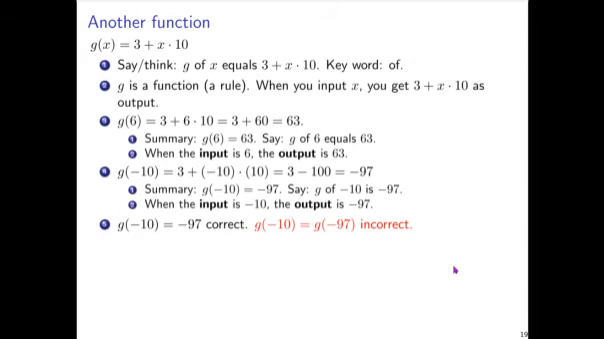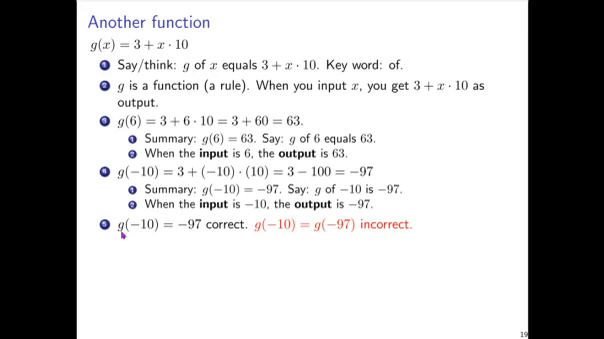Writing g of negative 10 equals negative 97 is correct. Writing g of negative 10 equals g of negative 97 is incorrect. What's the key difference? Take a look at what's in red versus what's in black. The difference here, notice where my mouse is pointing and where I'm circling, there's this extra g. That g is no longer there. So what's this first g about? I should point to the correct work here.